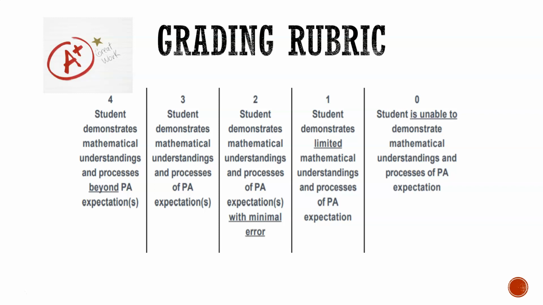Now, your assignment will be graded off of this grading rubric. The highest score you could get is a 4 per question. To get a 4, the student must demonstrate mathematical understanding and processes beyond the performance assessment expectations. Or you could receive a 3. Student demonstrates mathematical understanding and processes of performance assessment expectations. Or a 2.